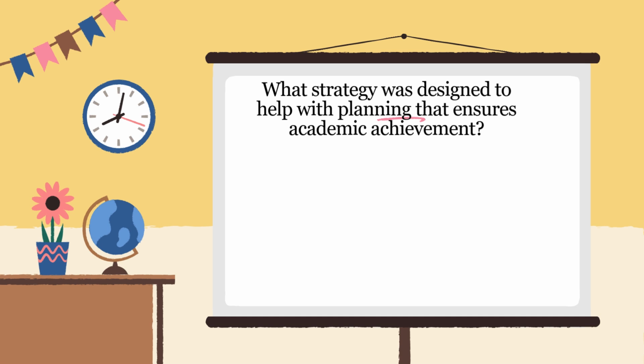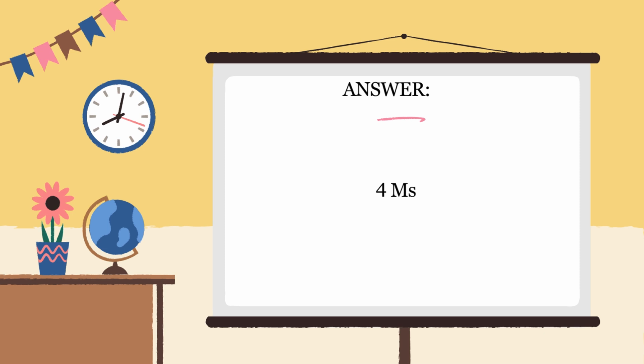What strategy was designed to help with planning that ensures academic achievement? Okay. You may now think for your answer. Okay. The answer is 4 M's. Okay. Very good. You got again the correct answer for this question. Okay. Next.